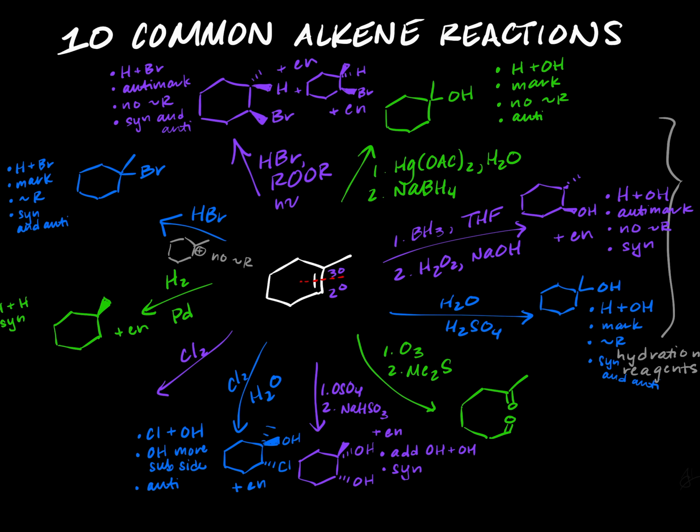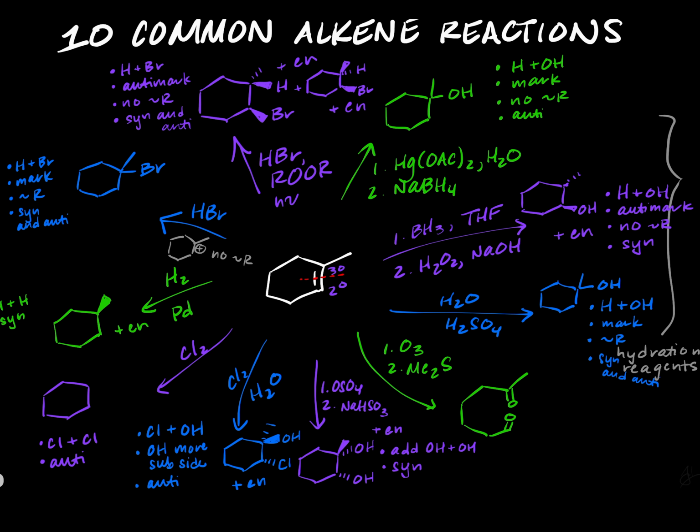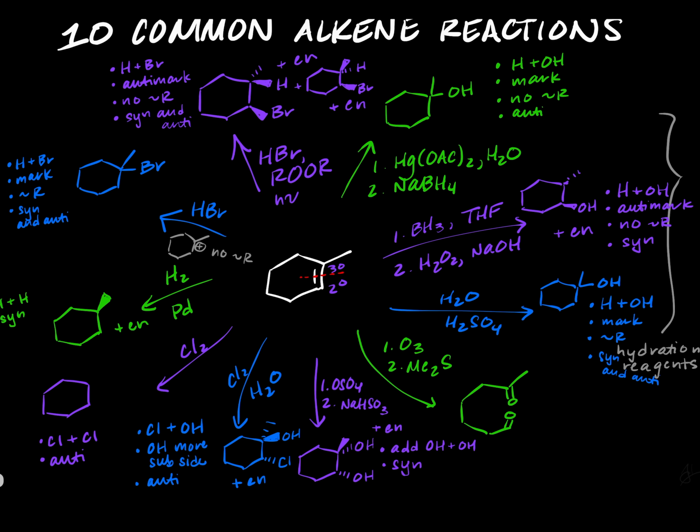And chlorine, this one's even easier. Instead of me adding chlorine and OH, this one is chlorine and just chlorine. It doesn't matter which is on the more substituted side, and this is an anti-addition because of the chloronium intermediate that we form. So in this case, all I have to do is I draw one chlorine off of one carbon on a wedge, the other chlorine on a dash, and I can get its enantiomer.